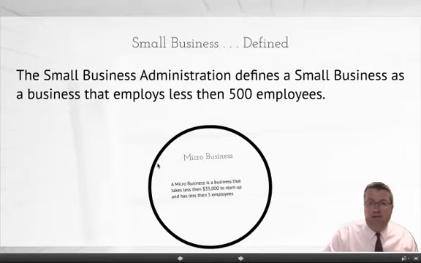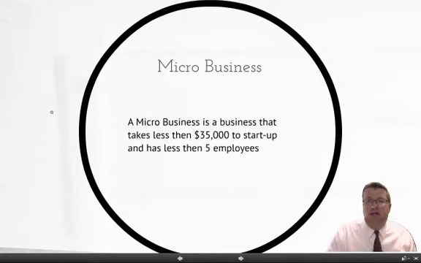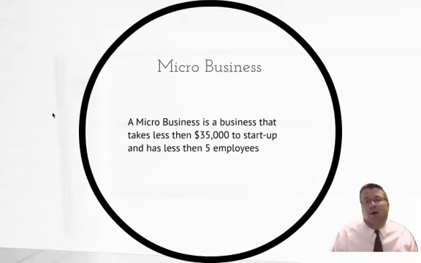Now, the Small Business Administration also looks at something they call micro businesses. A micro business is a business that takes less than $35,000 to start up and has less than 5 employees. And so for a lot of us, our businesses are going to fall under that micro business category.